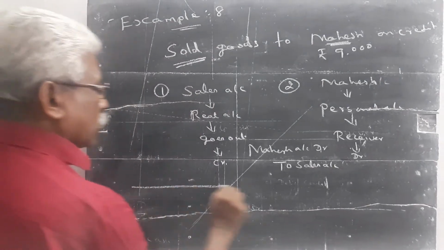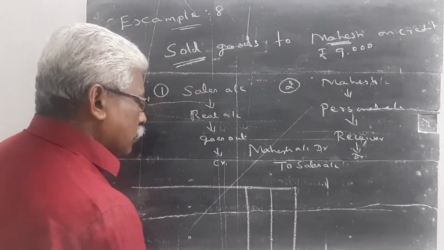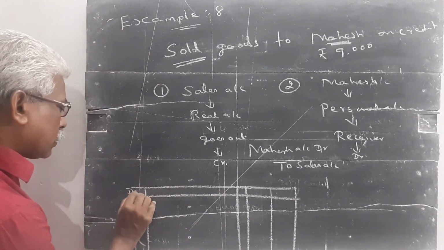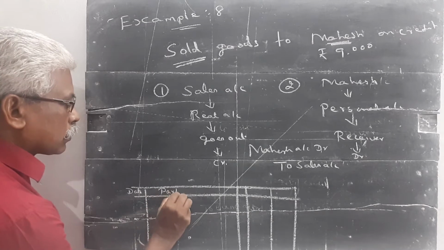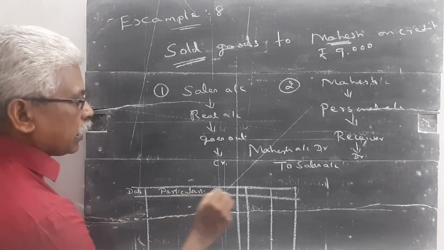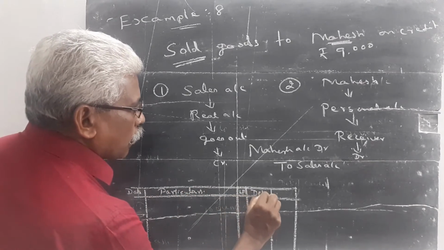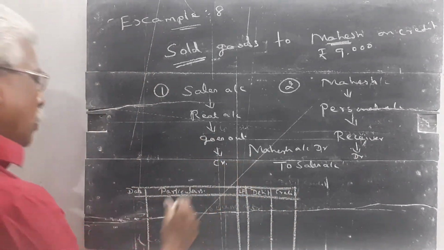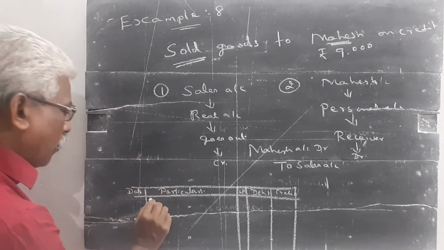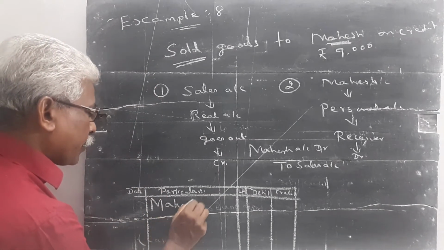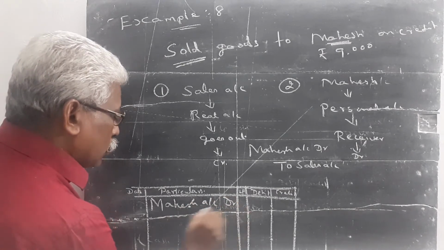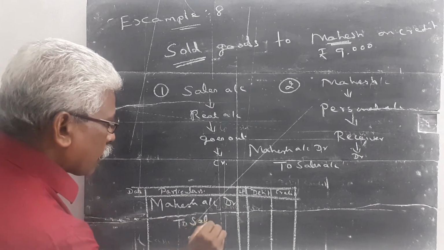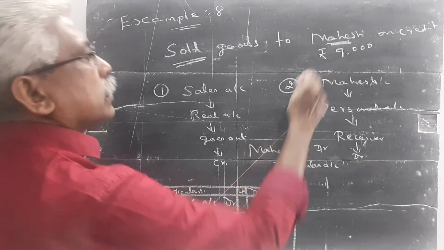How do you write in the book? The book contains 5 columns. First column date, second column particulars, third column ledger folio, debit column and credit column. We simply write, no need to write the date. Magesh account debtor to sales account. Amount 10,000.